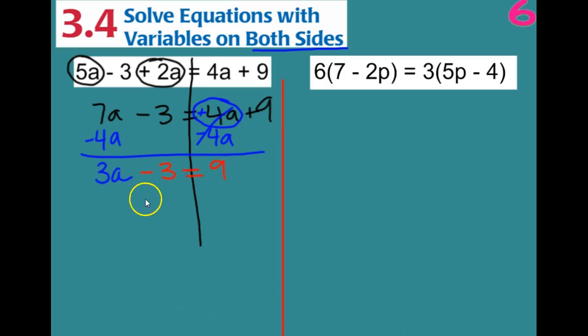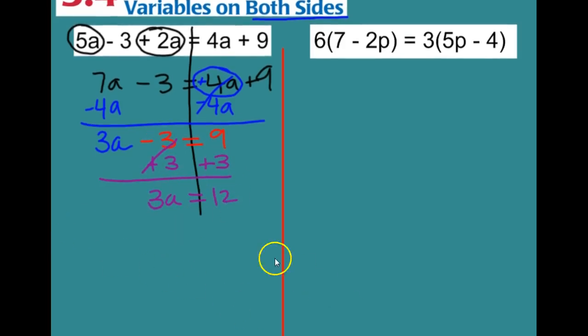Now it's just a two-step equation. Get rid of your addition or subtraction. We have 3a equals 12. And then last, the opposite of multiply by 3 is divide by 3. 12 divided by 3 is 4.